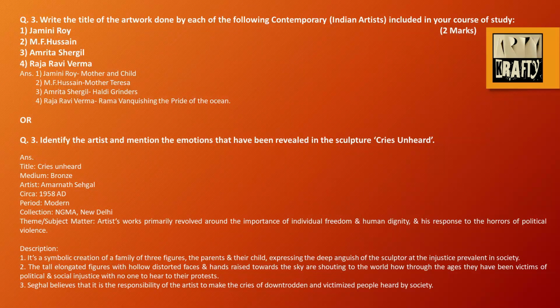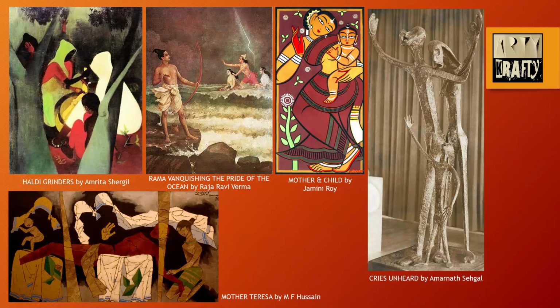In question 3, there are 4 Indian artists' names and you have to write the names of their paintings. Question 3 has an internal choice. Here you have to write about the sculpture Cries Unheard by Amarnath Sehgal. These are the pictures of the artworks done by all the 4 painters and 1 sculptor, Amarnath Sehgal.